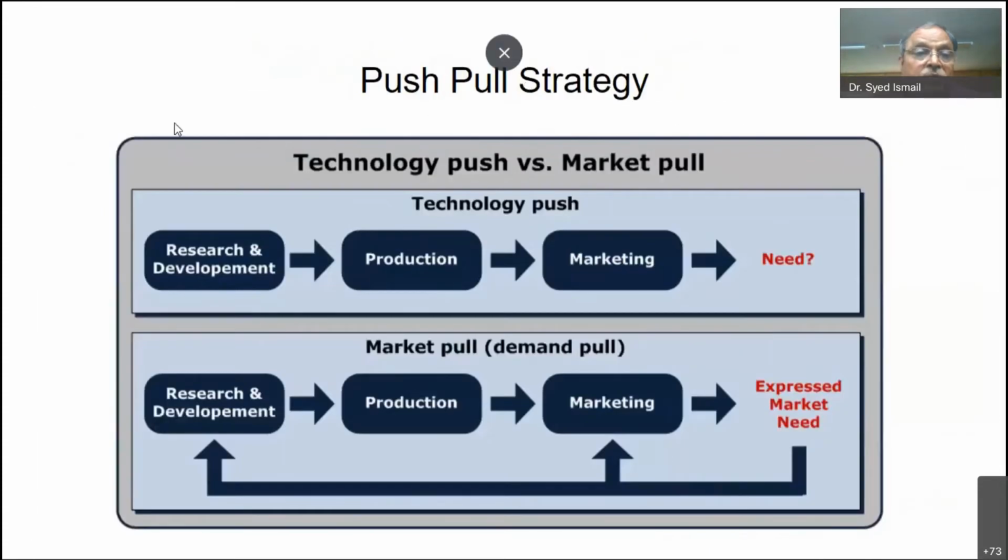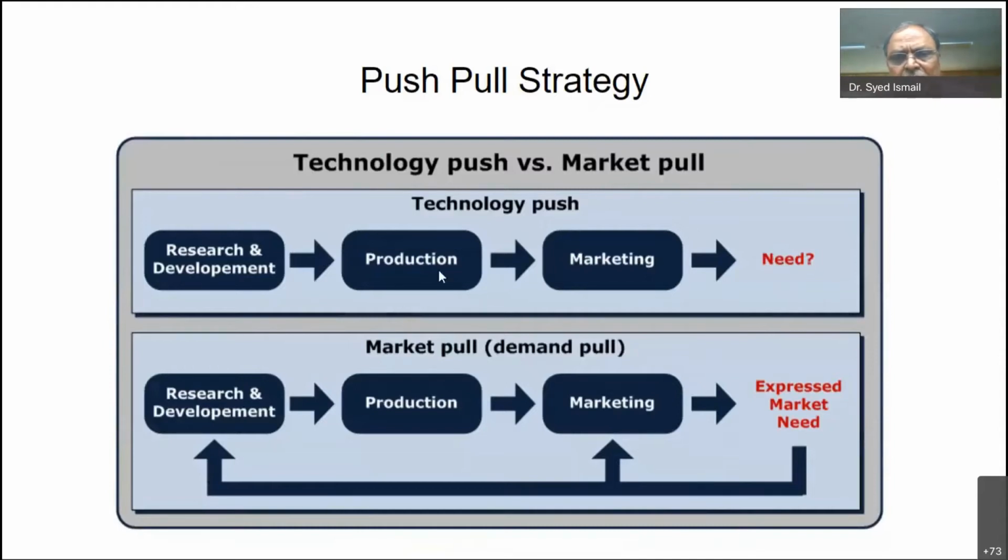This is again about push and pull. Very simple. Research and development is done, production is done, and then marketing. This is the pushing. You want to push. You don't care much whether the need is there or not. You will create a need. So there is competition, price, whatever, all comes.